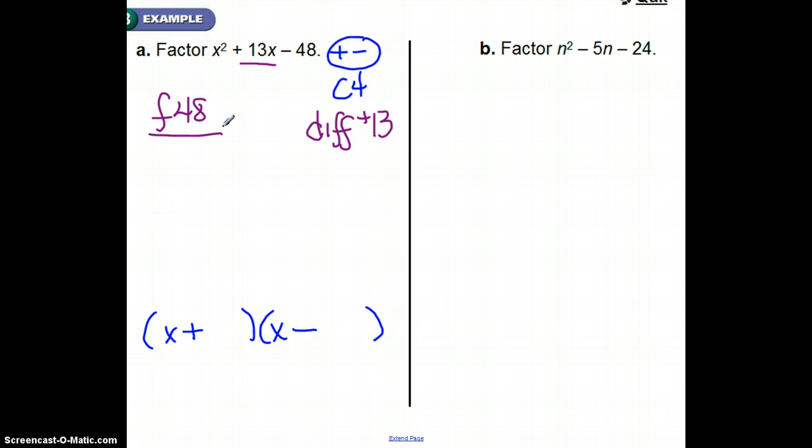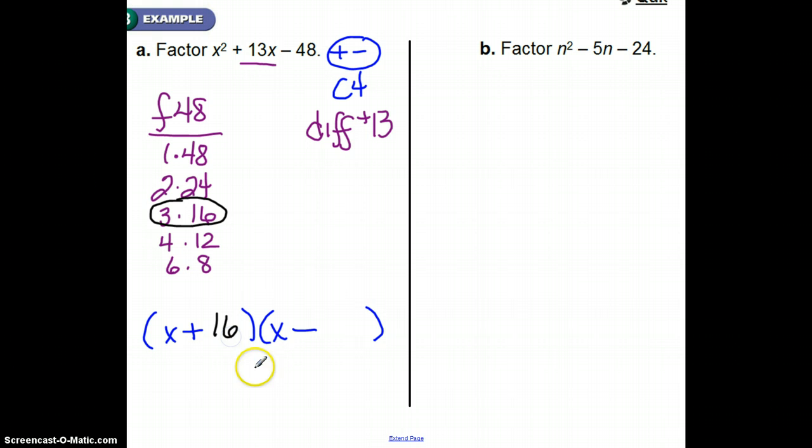Now the big deal about factoring 48 is this is probably the first time we've had a bigger number that we're going to be factoring. So this is going to have a lot more pairs of numbers than we've had. So 1 and 48, 2 and 24, 3 and 16, 4 and 12, and 6 and 8. In this problem, if I want to find the one that has a difference of 13, it would be here. Now that 13 is positive, so the bigger number of these two goes with the plus. So 16 is going to go here, and 3 is going to go here.